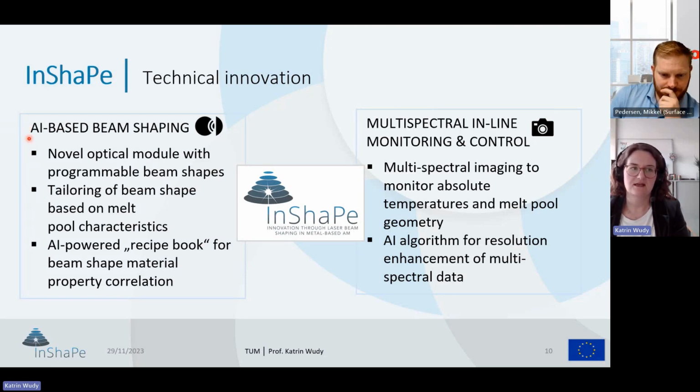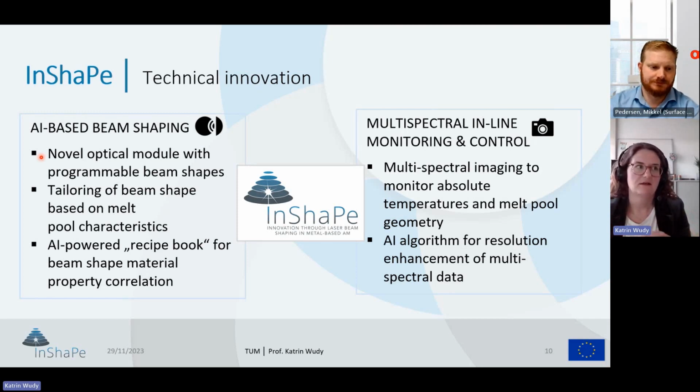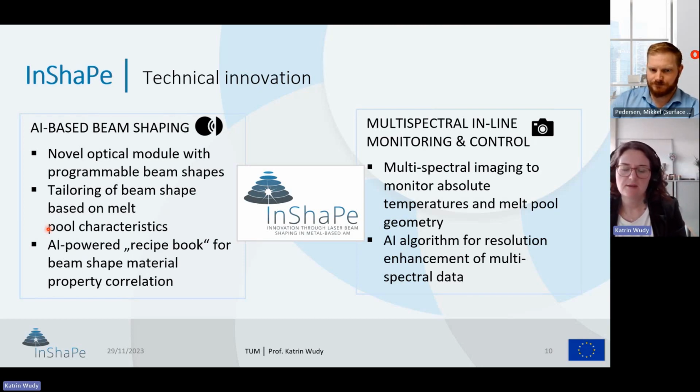The first one is an AI-based beam shaping module where we can adjust the energy input in space to any structure we would like to create. So any beam shape we would like to create, we can create at the end. We have a programmable beam shaping unit to tailor the beam shape based on the target values we would like to reach. Some of our partners, as Mikkel will explain later on, are aiming for productivity, but some are aiming to tailor the microstructure, for example, or to reduce the surface roughness on downskin surfaces and so on.